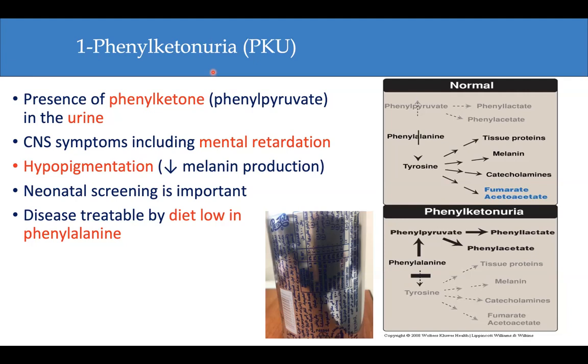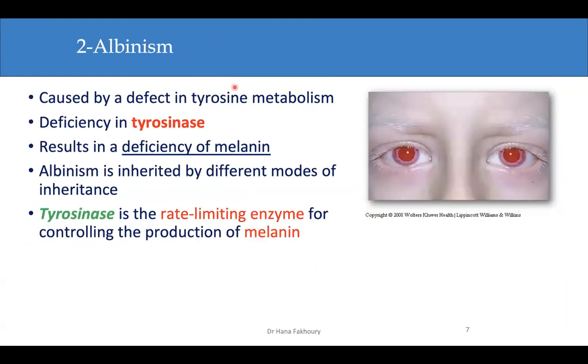Now, it's really important that newborn babies are screened for phenylketonuria, because when it's caught earlier in age, you can prevent symptoms from developing by treating these patients earlier on. So there won't be an accumulation of phenylalanine, and these patients will be able to overcome the symptoms. Okay, next is albinism.